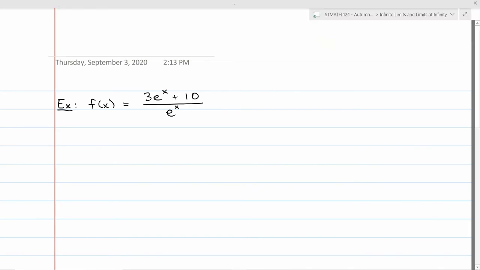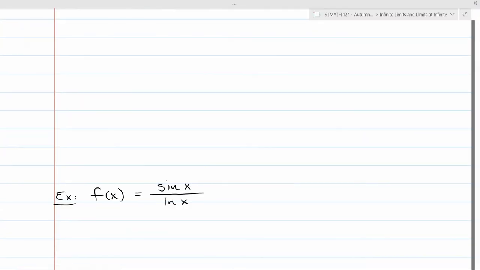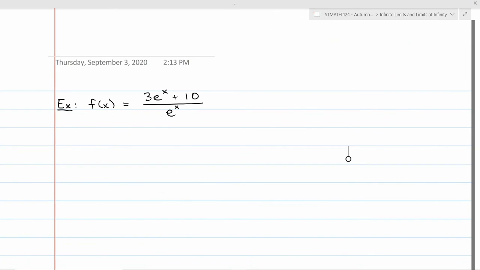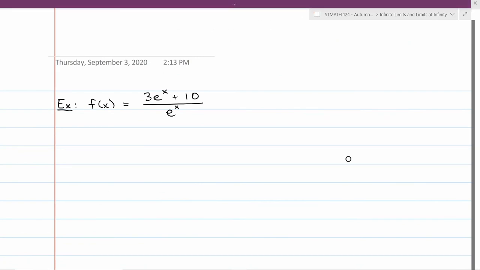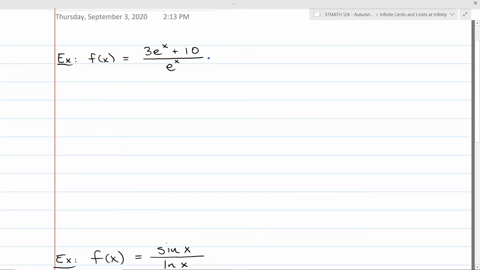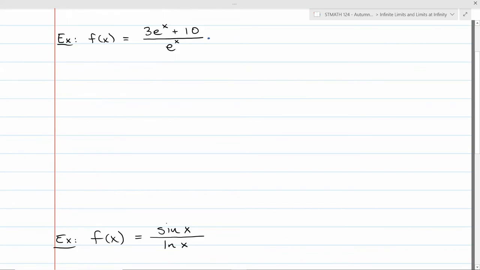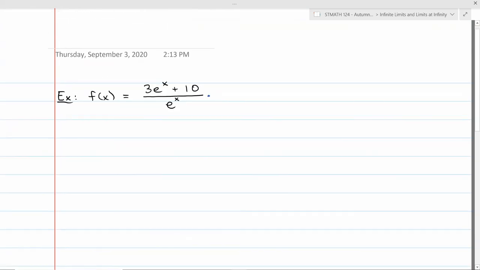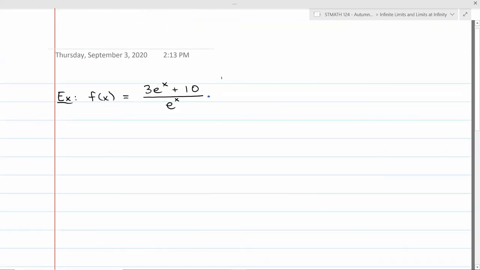So here's a little problem or two that involves those kinds of functions. You can use some of the same tricks that we were using for the rational functions, like dividing through. On this one, it occurs to me, why don't I try to multiply by 1 over e to the x, top and bottom, and see what happens.